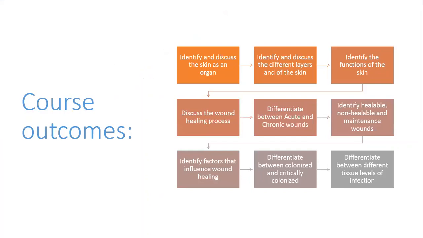So what we are going to look at today, with the introduction to wound care course, we are going to look at the skin as an organ, and we are going to identify and discuss the different layers of the skin, the functions of the skin. Then we're going to go a little bit more in depth into the wound healing process. We're going to differentiate between acute and chronic wounds. We're going to look at healable, non-healable, and maintenance wounds. We're going to identify factors that influence wound healing. We're going to look at wound infection and differentiate between colonized and critically colonized wounds. Also, we're going to look at different tissue levels of infection.